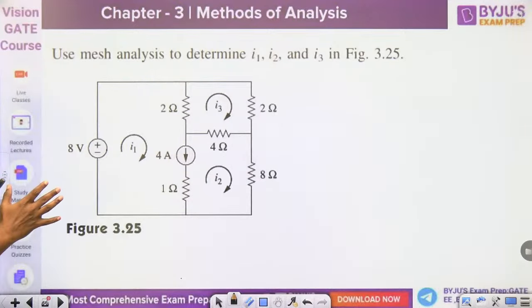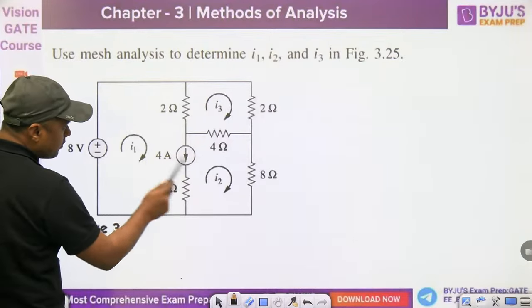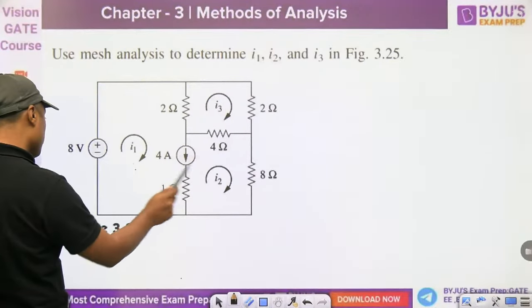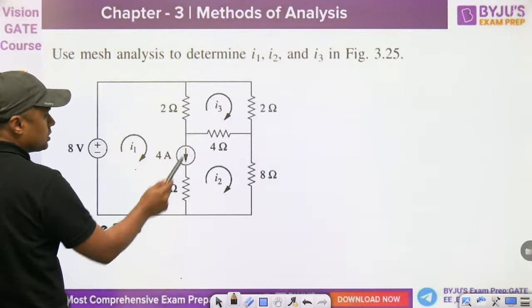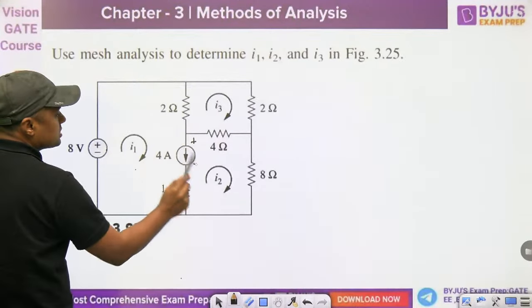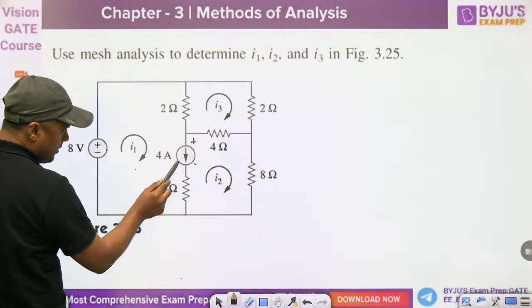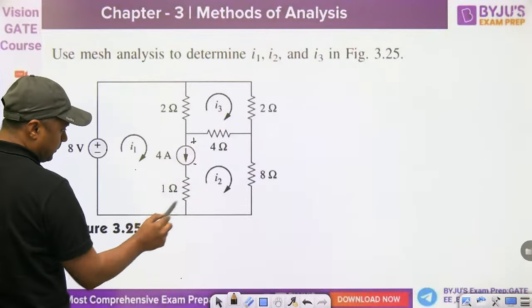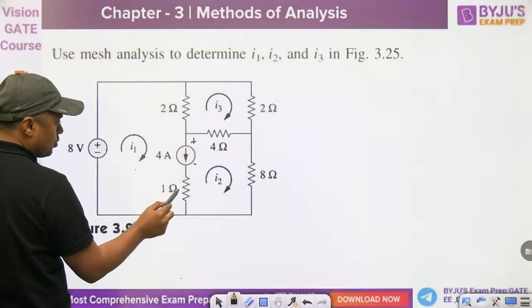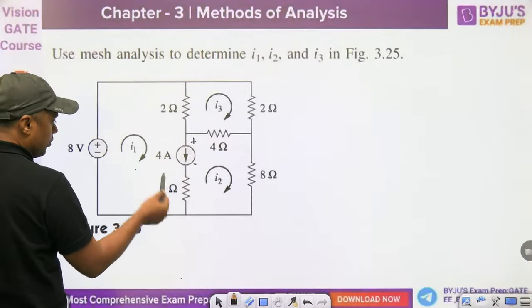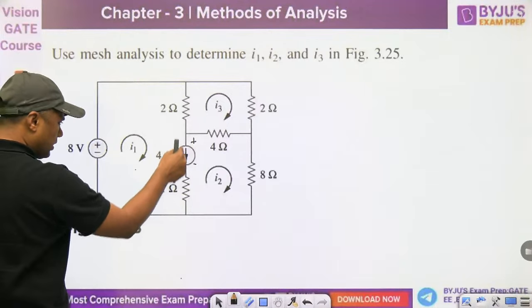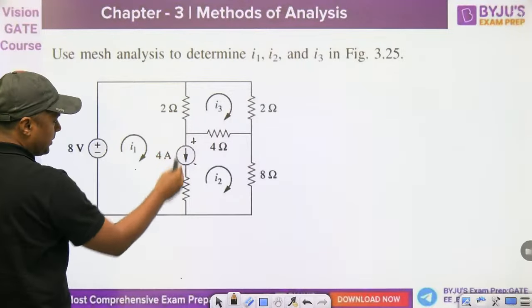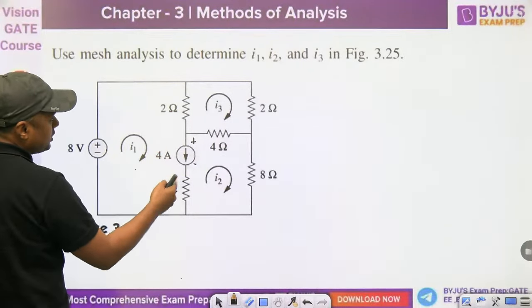But I am just going to give you how to write the equation. Now watch this. We have one current source between these two meshes. If we have a current source, we can't write the KVL because we don't know the voltage across this current source. And always remember, if there is a resistor connected in series with the current source, no need to consider it; it doesn't matter what the value of the resistance is. But what is the current in this branch? 4 ampere. And you have to apply the super mesh analysis.